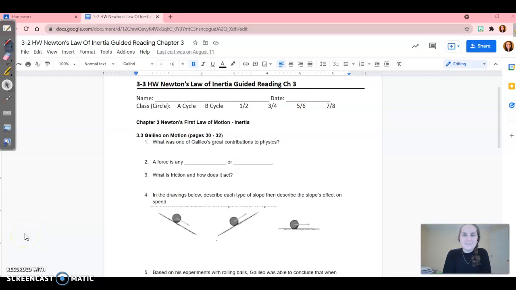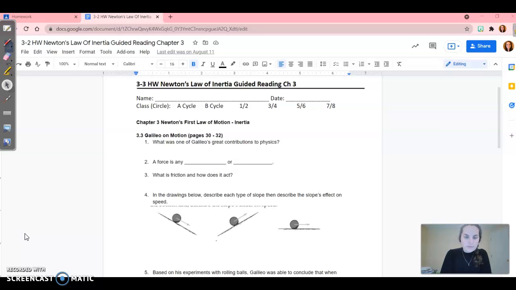Hi everyone. So this is going to be an Edpuzzle on me reviewing with you the homework from last night, which was Newton's Law of Inertia, guided reading chapter 3. So you should have gone to chapter 3, read these sections in order to solve for the answers.